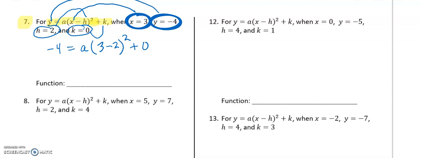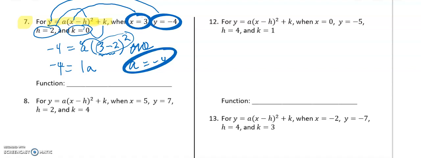All right, let's clean this up a little bit. So we're going to do this parentheses first. 3 minus 2 is 1, and then 1 squared is 1. And then 1 times a is just 1a. So that gives me -4 equals 1a, and then plus 0. So 0 is nothing, I don't really even need that. So look, I have 1a equals -4, or a equals -4.